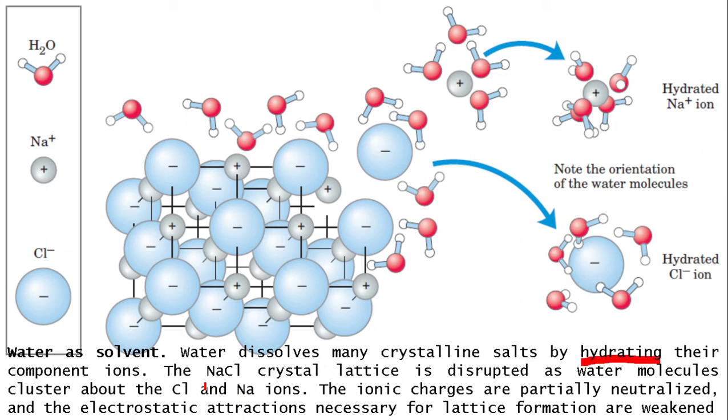Sodium chloride crystal lattice is disrupted as water molecules cluster about the chloride negative and sodium positive ions. The ionic charges are partially neutralized, and the electrostatic attractions which are necessary for the lattice formation are weakened, ultimately leading to dissolution of the solute in water.